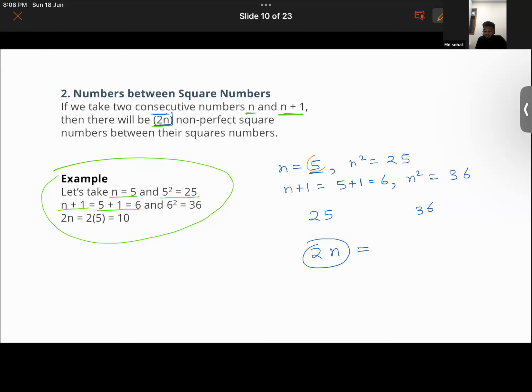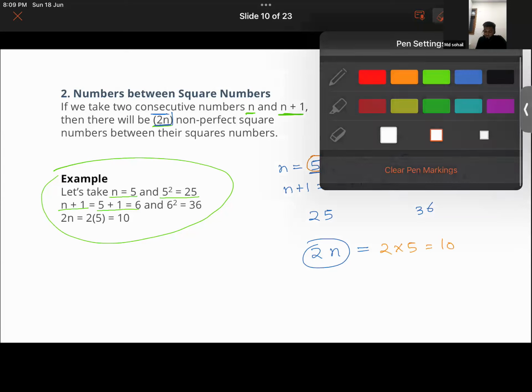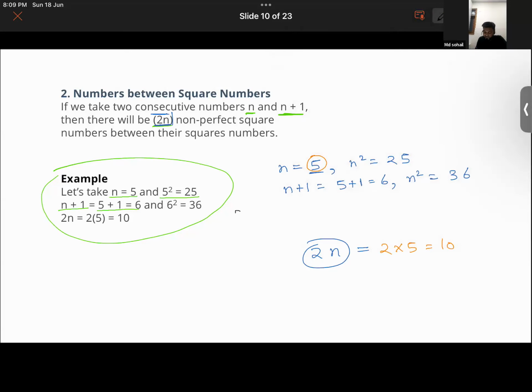Here n was 5. We took n as 5 here, right, guys? So 2n means 2 multiplied by 5, that gives you 10. Notice these two numbers here, 25 and 36. Write down the numbers between 25 and 36.